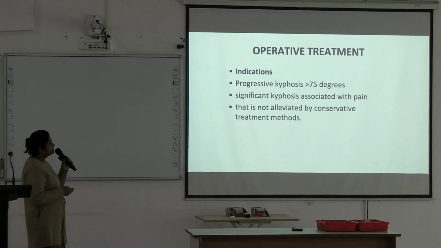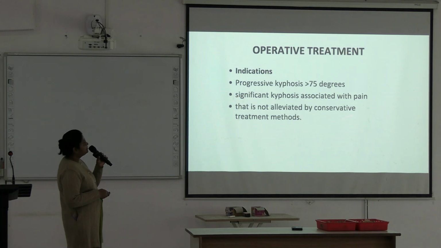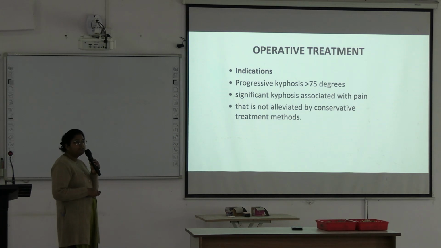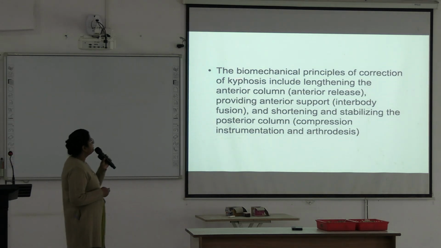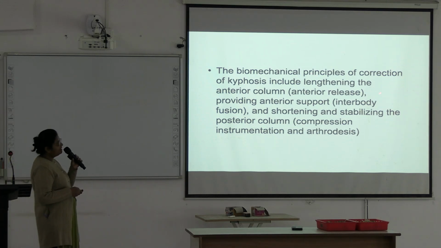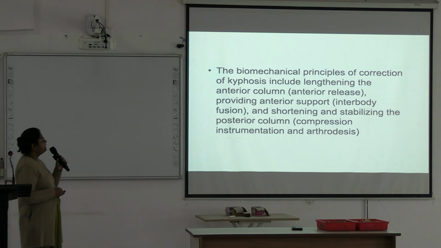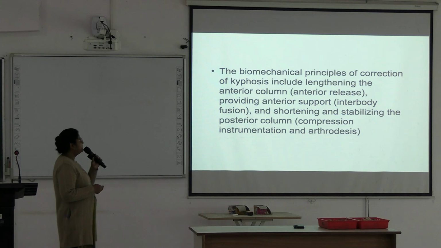Indications are progressive kyphosis of more than 75 degrees, and significant kyphosis associated with pain that is not alleviated by conservative treatment methods. That's why you have to consider operative surgeons. Next, the biomechanical principles of correction of kyphosis include lengthening the anterior column, that is known as anterior release, providing anterior support interbody fusion, and shortening and stabilizing the posterior column by compression instrumentation and arthrodesis. Okay, so this is the operation.